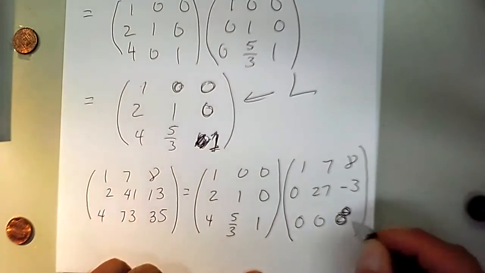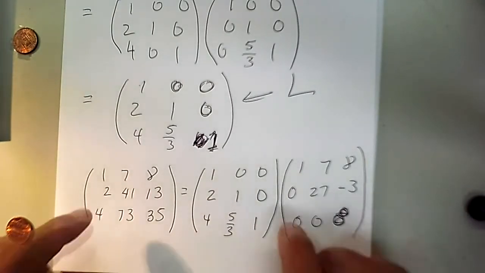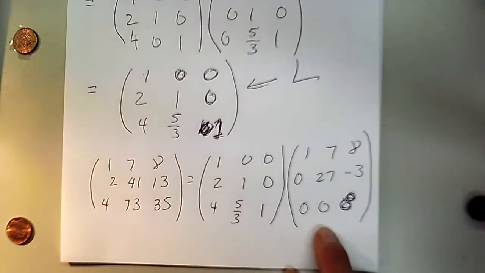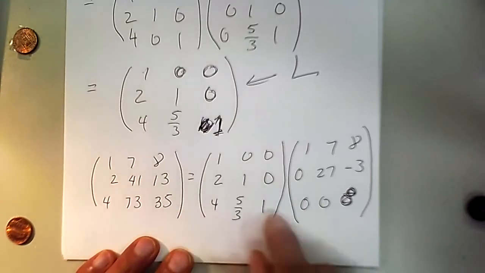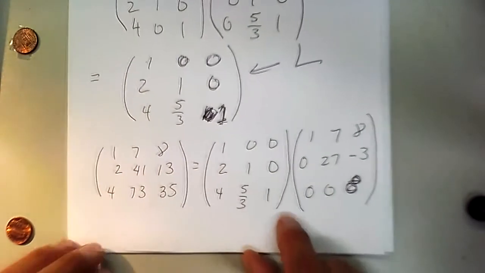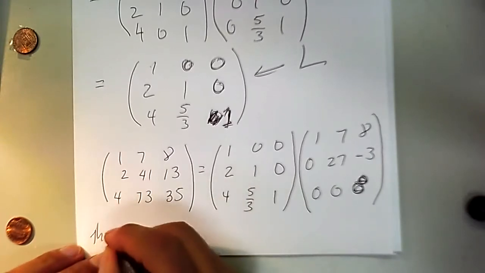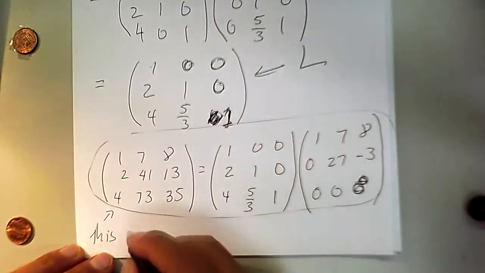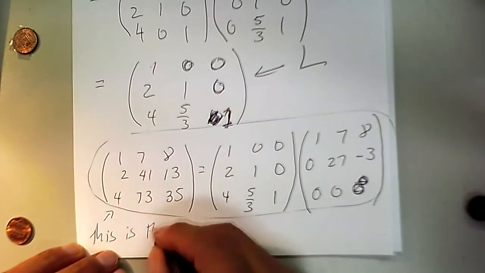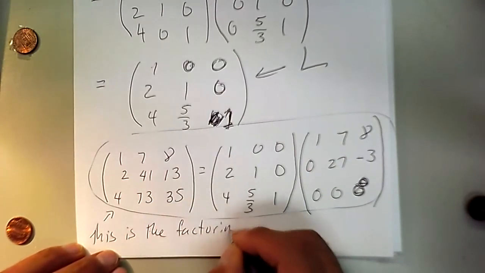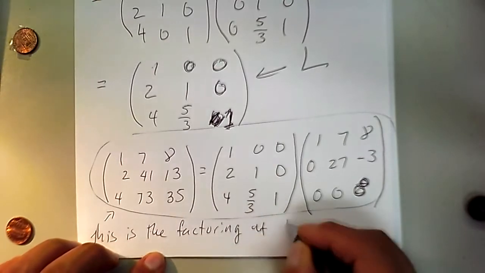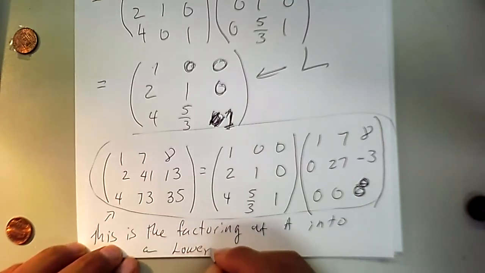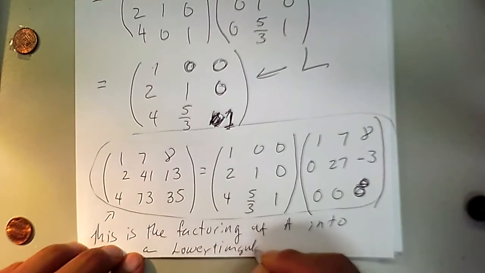See, if I was turning this in as a test problem, I would definitely want to double check precisely because of what just happened, that I had actually made a mistake. Boy, good thing we did that. So this, and by this I mean all of this, is the factoring or factorization of A into a lower triangular matrix.